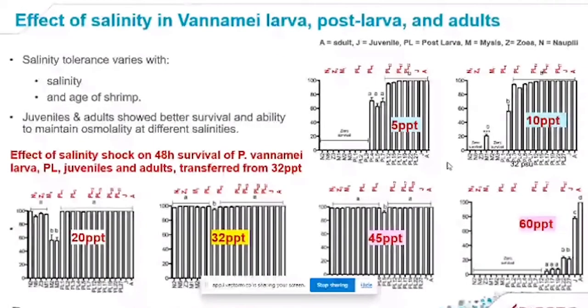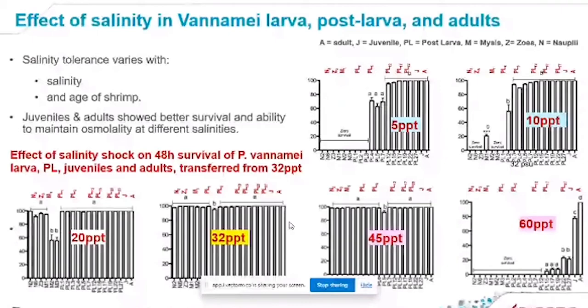So here is what happens to shrimp of different ages transferred suddenly to different salinities, from a normal salinity of 32 ppt where they were kept. That study started from nauplii, working up to PL, and then juvenile and adult shrimp, and looked at the survival of those shrimp when transferred to different salinities ranging from 5 ppt to 60 ppt. In the graph at the bottom, in yellow, at 32 ppt, the same salinity, there's no mortality, shrimp are okay.